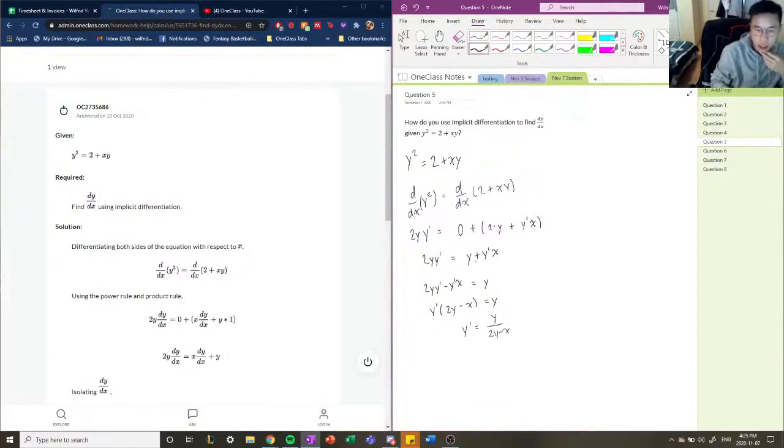So you can see here that our derivative is a function of the original function and the independent variable itself. And that's different from explicit differentiation, because when you find a derivative, it is a function of only the independent variable.